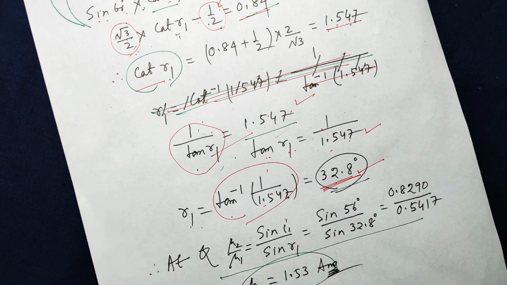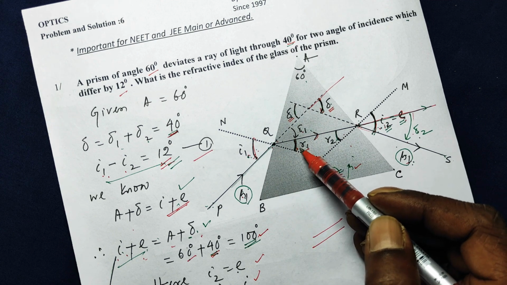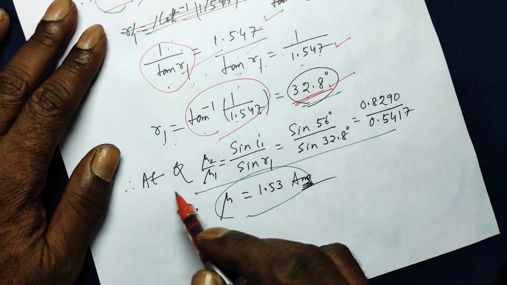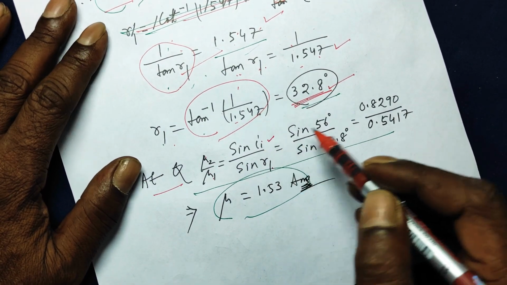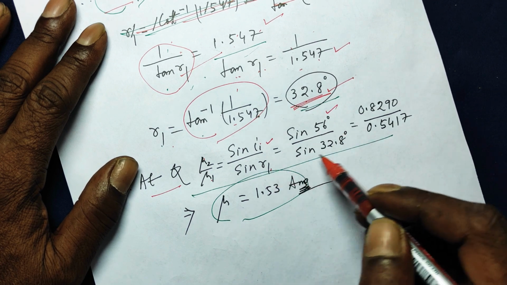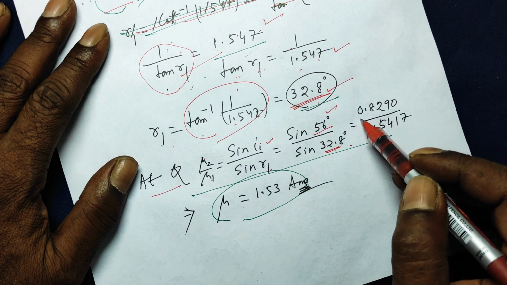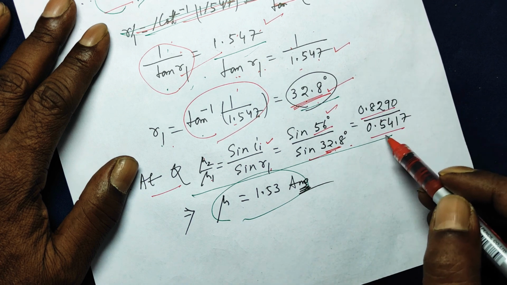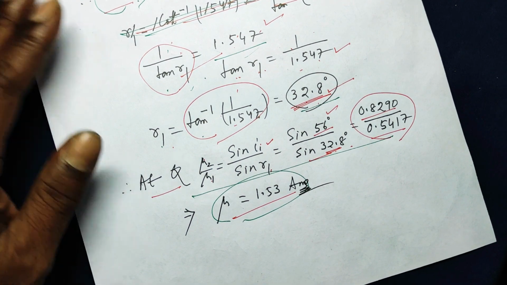Now if you apply Snell's law at Q, sin I1 over sin R1 will be mu2 over mu1. So at Q, mu2 over mu1 is sin I1 over sin R1. I1 was calculated, R1 was also just calculated as 32.8. Put the values in a scientific calculator, divide, and it comes out to be 1.53. So that is all about it.